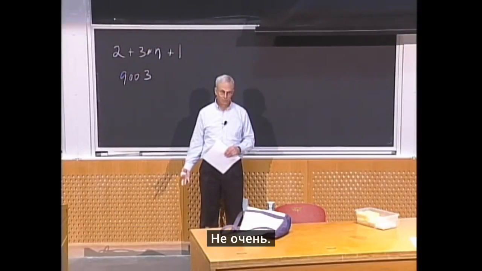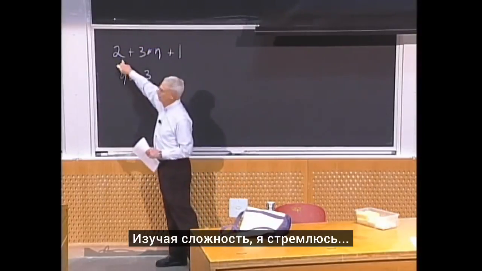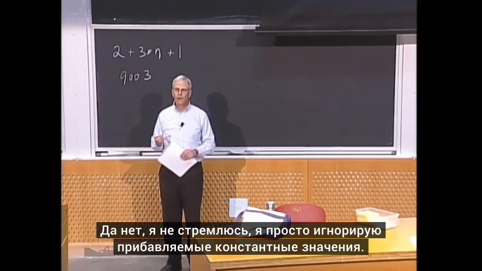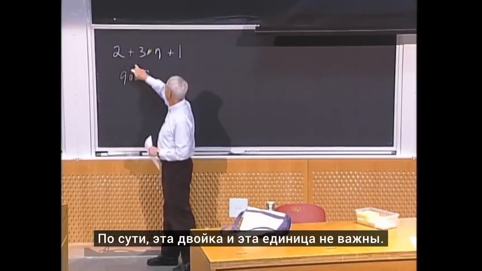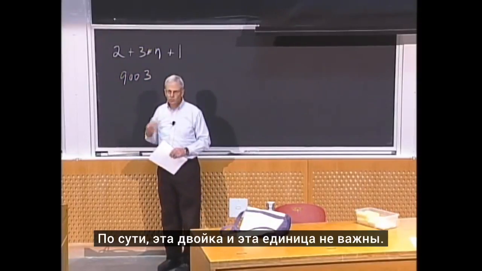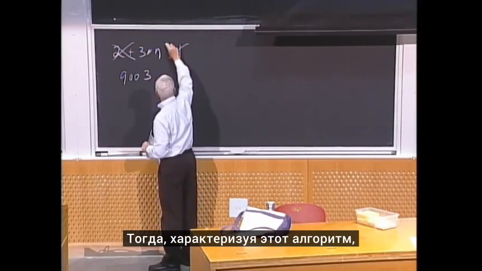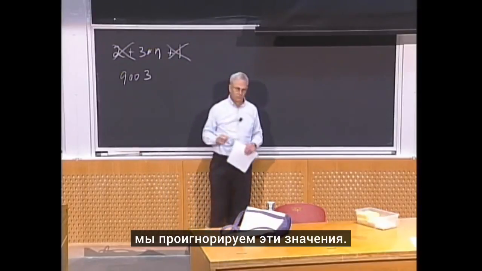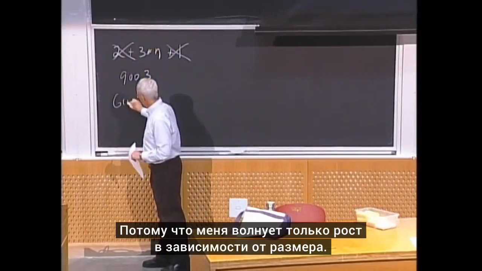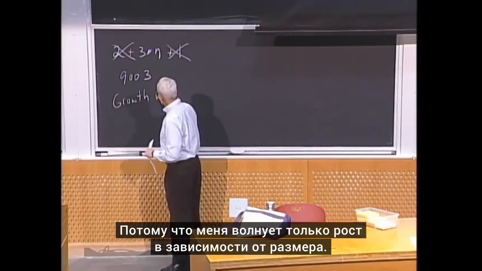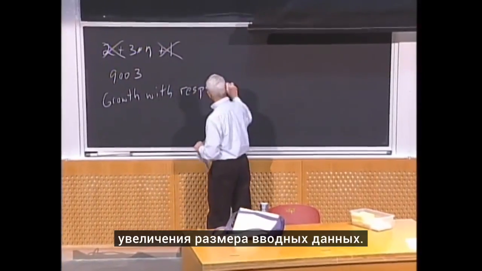I don't really. So in fact, when I look at complexity, I do ignore additive constants. So the fact that there's a 2 here and a 1 here doesn't really matter. So I say, well, if we're trying to characterize this algorithm, let's ignore those. Because what I really care about is growth with respect to size. How does the running time grow as the size of the input grows?